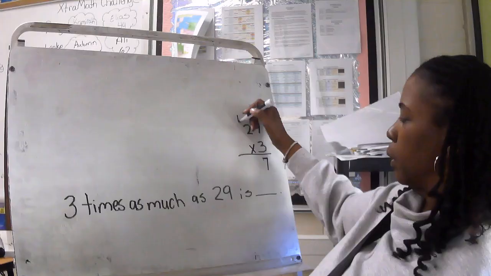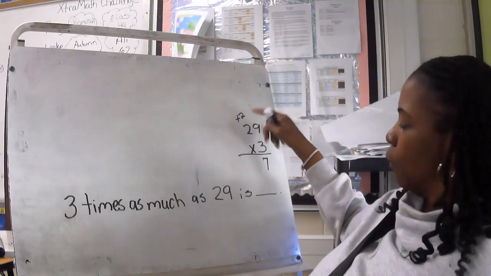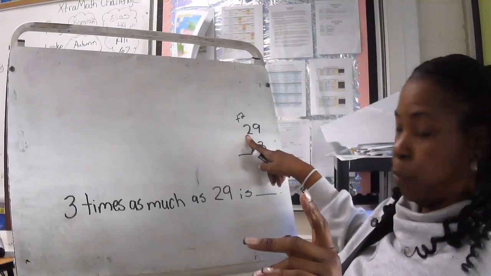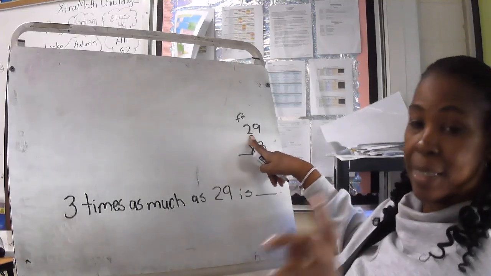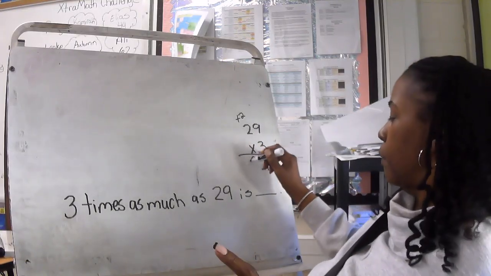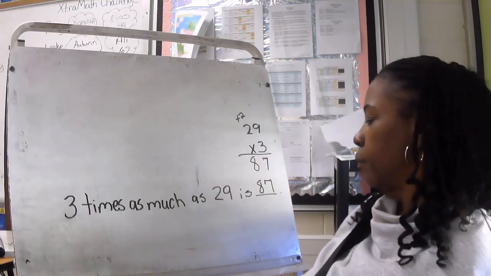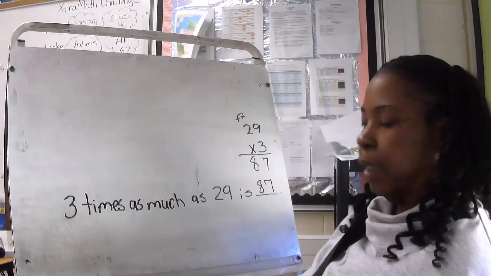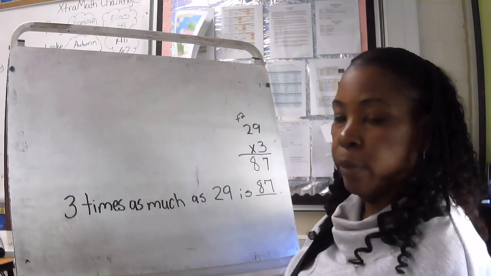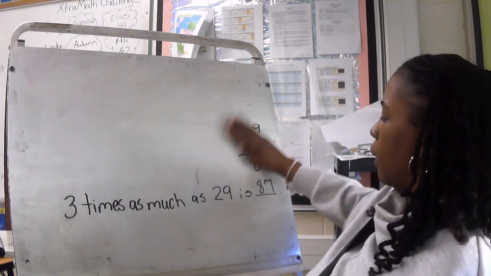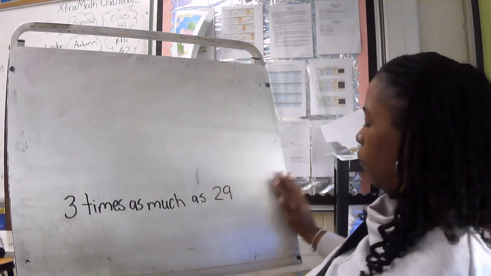Our plus goes here. Now some scholars were adding 2 plus 2 and getting 4. You do not add until you have multiplied first. So you're going to do 3 times 2, that's 6, plus 2, that gives us 8. So the answer is 87. Okay? And then we'll also need to do the distributive and area model as well. So that takes care of this one.